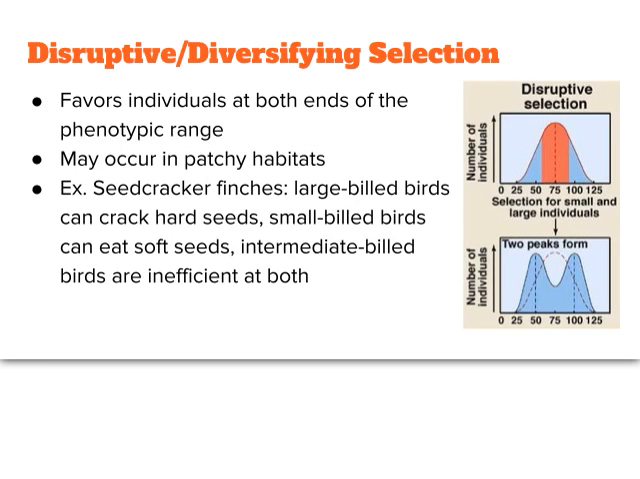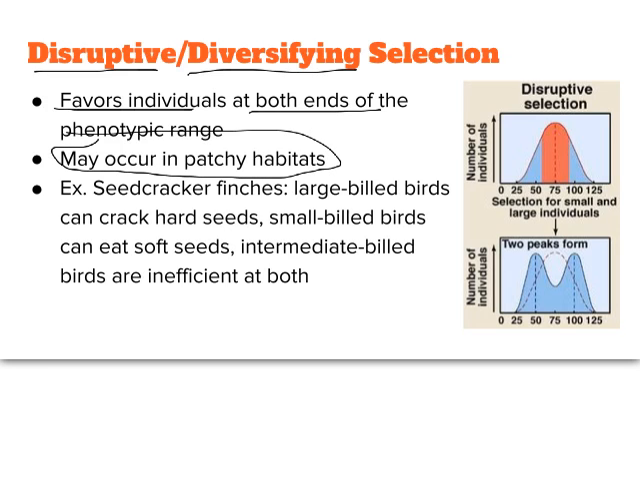Then finally, the last type of selection is called either disruptive or diversifying selection. And this is a type of selection that favors individuals at both extremes of my spectrum, but it does not favor the intermediate phenotype. And this occurs usually in patchy habitats where you have two different habitats or two different environments coexisting in one habitat.